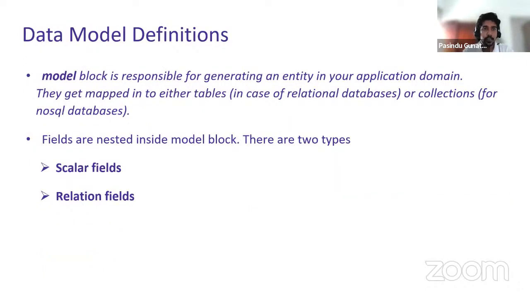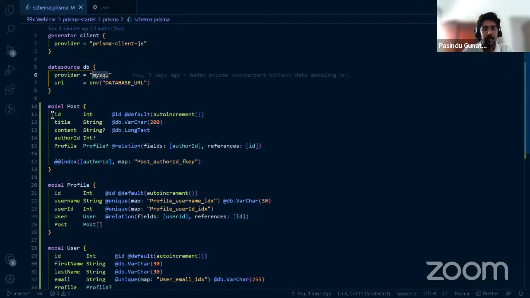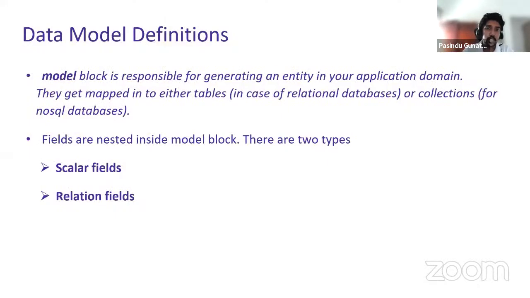Then the data model definitions. This is the important part in writing your business domain. So the model block, as we have seen over here, is responsible for generating an entity in your application domain. So they get mapped into tables if it is relational databases. If it is NoSQL databases, it's going to be documents.